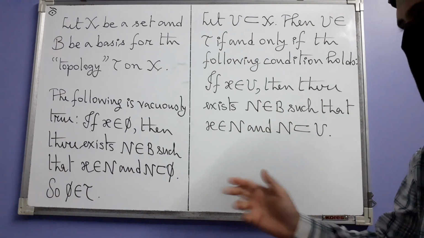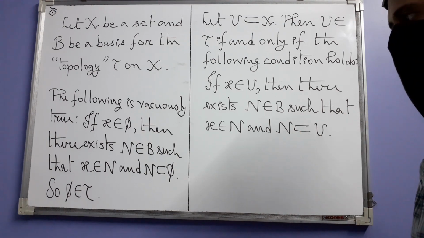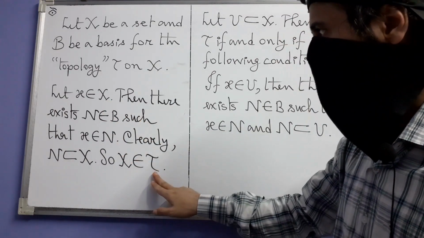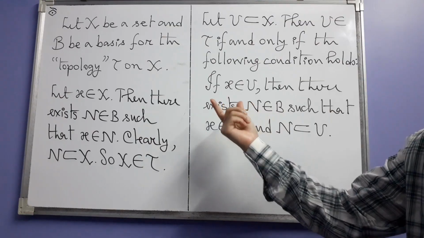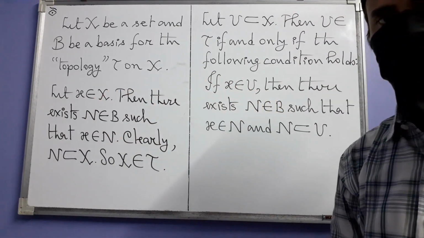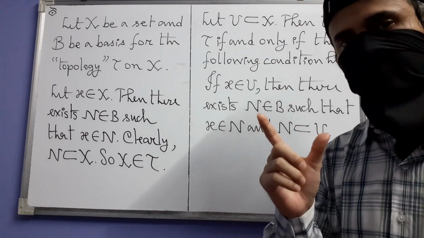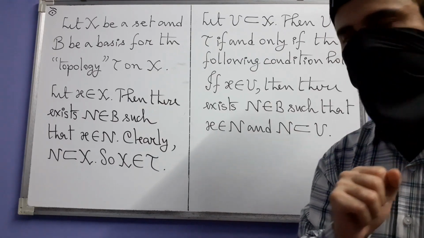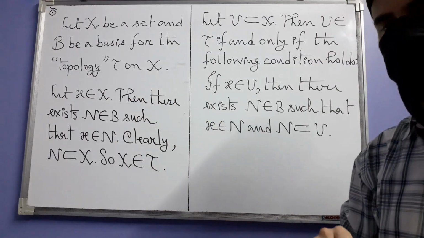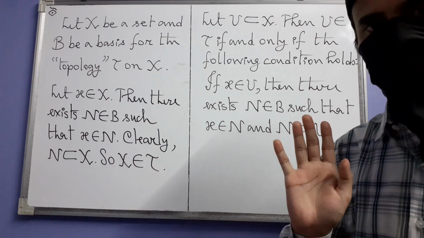So that is why the empty set really is in tau. Next, let us show similarly that the set X itself is also in tau. To show that X is in tau, we start like this. Now we have X in place of U and say x is any point in X. Now you recall the first condition in the definition of a basis for a topology: any point in the set is contained in some basis element N.